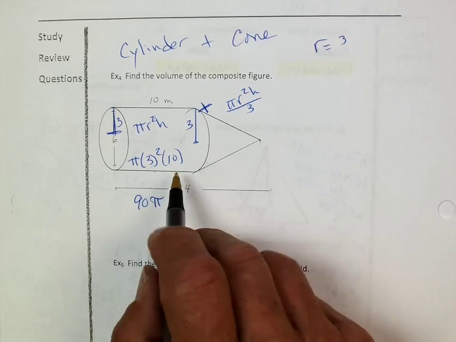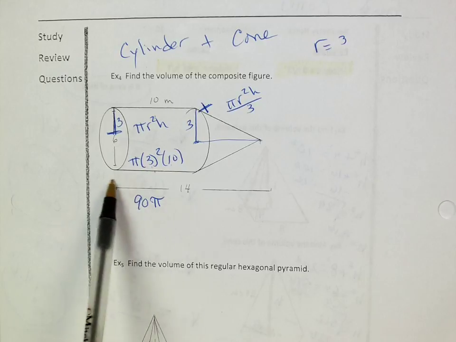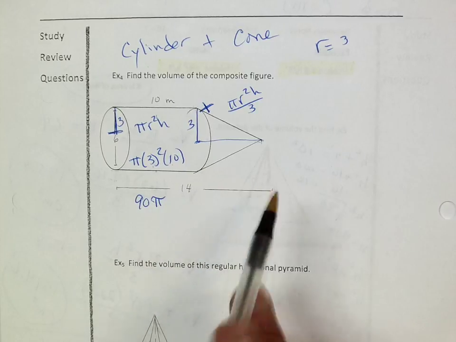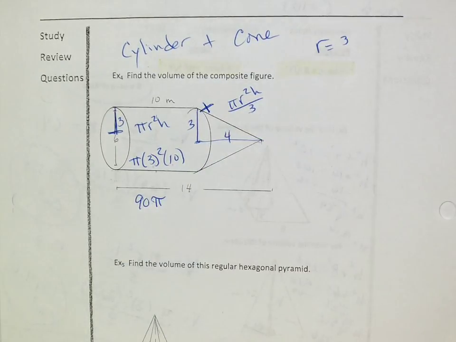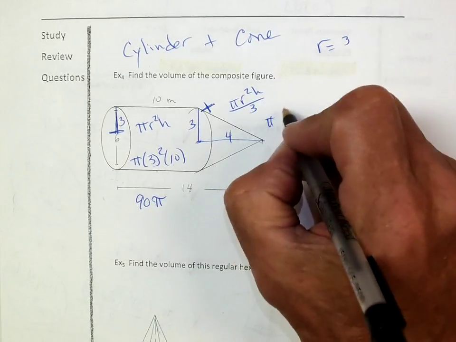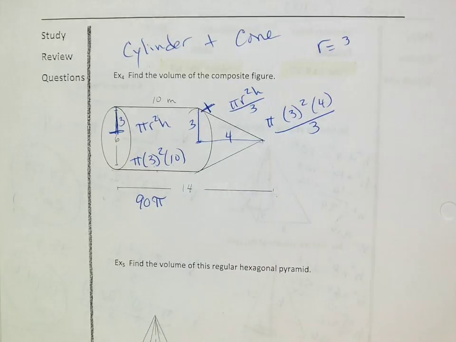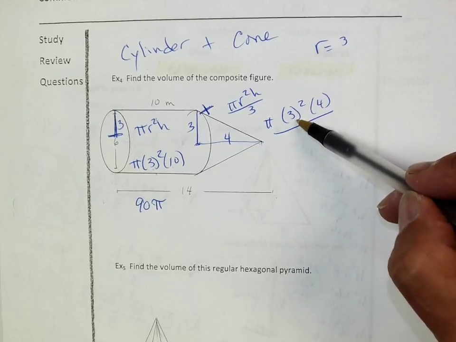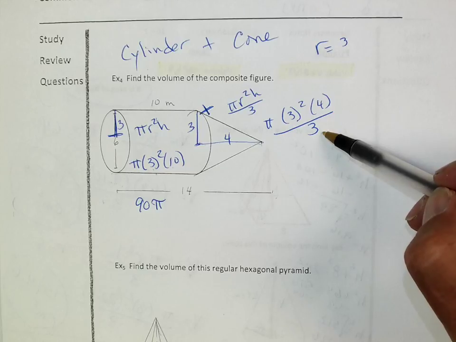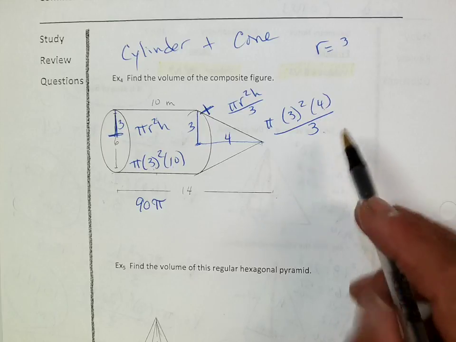So now, let's figure out what is the height of the cone. Well, that should be easy. What do you think the height of the cone is? 4. Everybody agree with Claire? I mean, if it's 10 from here, 14 from there, it's got to be 4, right? So then, we're going to have pi times 3 squared times 4 divided by 3, right? So I get 9 times 4 is 36 divided by 3 is 12. So I get 12 pi here, right?